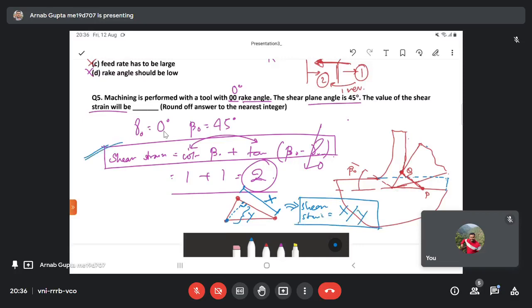Now if you substitute the angles, it's easy, you don't have to do much. This angle is gamma naught, this angle is beta naught, so you will get another angle which is gamma naught plus beta naught, and by substituting all the values, this is the perpendicular that I was talking about here. So this is the shear strain.